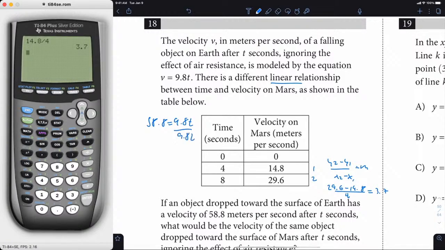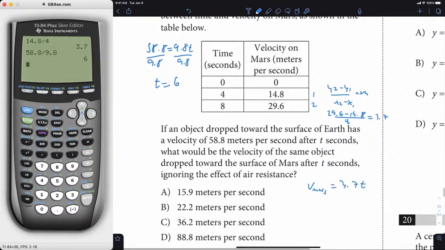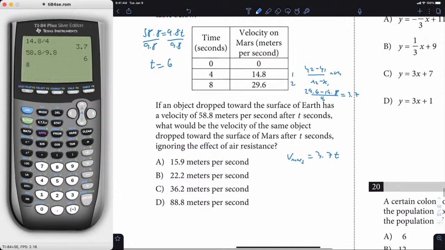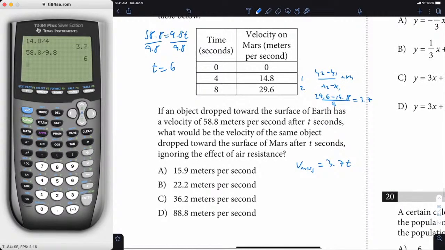Divide by 9.8 on both sides to find t. So we get that t is equal to 58.8 divided by 9.8, which is 6. Okay. What would be the velocity of the same object dropped toward the surface of Mars after t seconds, ignoring the effect of air resistance?